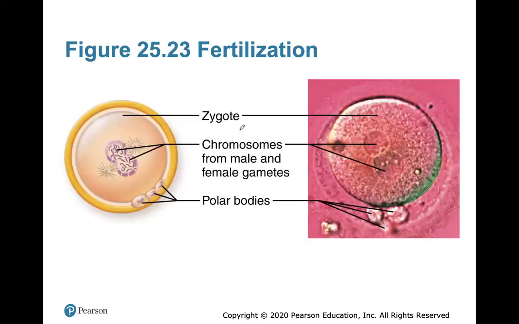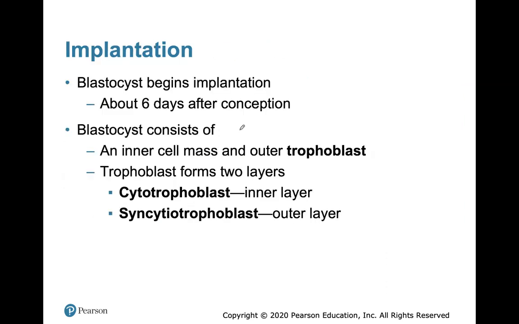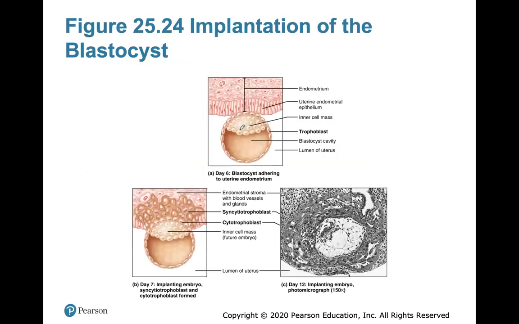So here we have the zygote, the chromosomes joining the polar bodies. So this would be the first kind of cell that's forming after fertilization occurs. Implantation: the blastocyst will then begin the implantation about 6 days after conception. It will eventually form a trophoblast. We have an area of cells that continues to divide and divide.